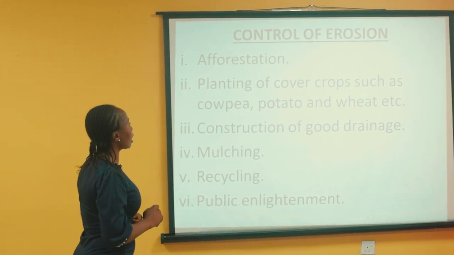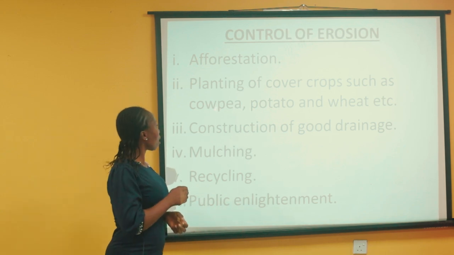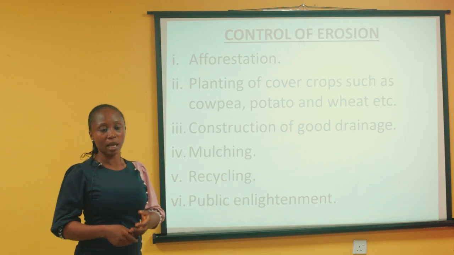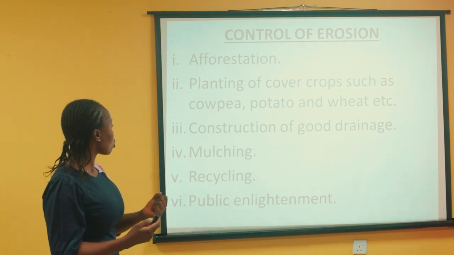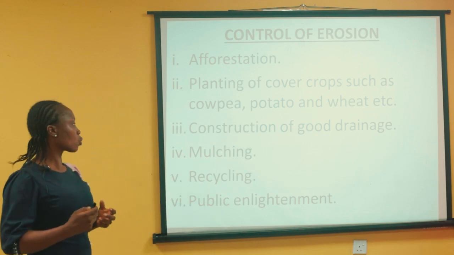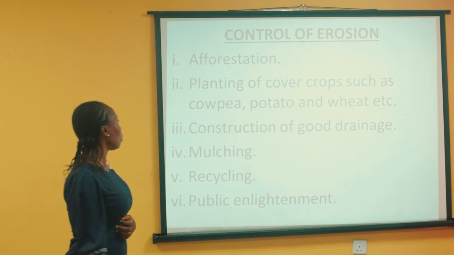Number two control we can use is planting of cover crops such as cowpea, potato, and wheat. These crops will help to prevent erosion. We have to stop the soil from moving with the water when it rains. It will also help to stop the soil from moving with the wind when the wind blows.